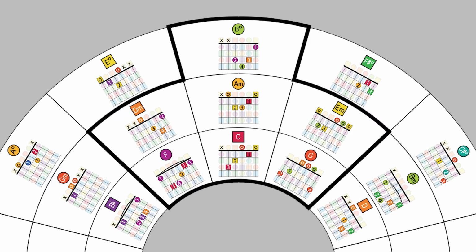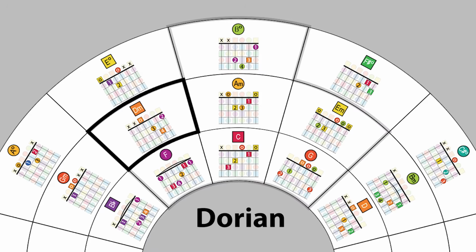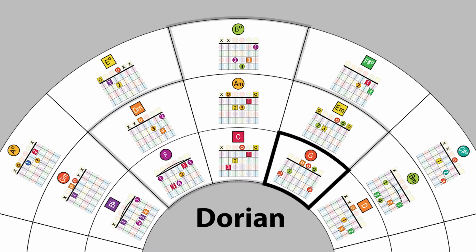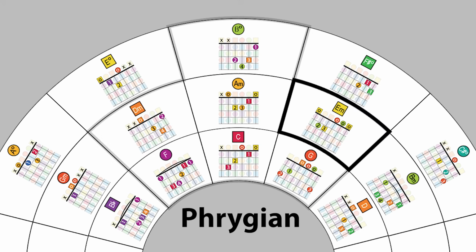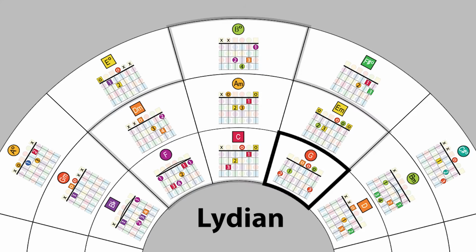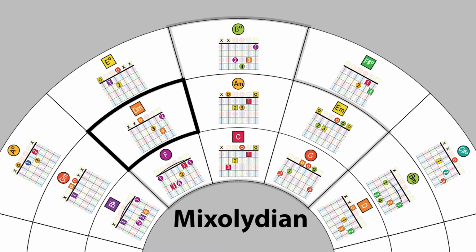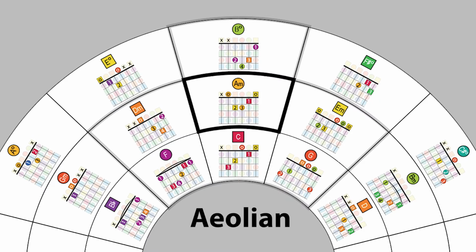But within this same grouping, packed within this same space, are all of the other modes derived from the C major scale, including D Dorian, E Phrygian, F Lydian, G Mixolydian, A Aeolian, and B Locrian.